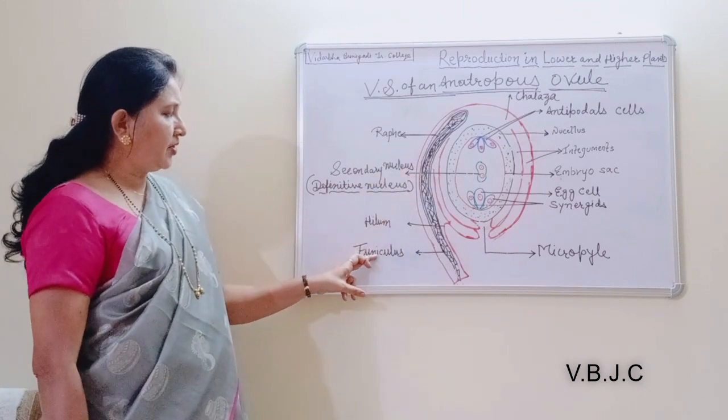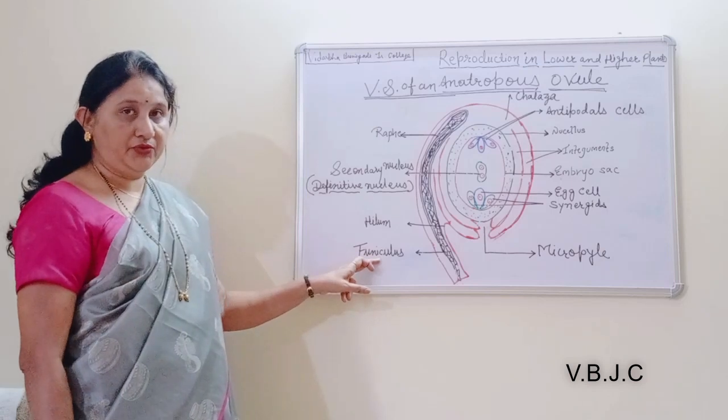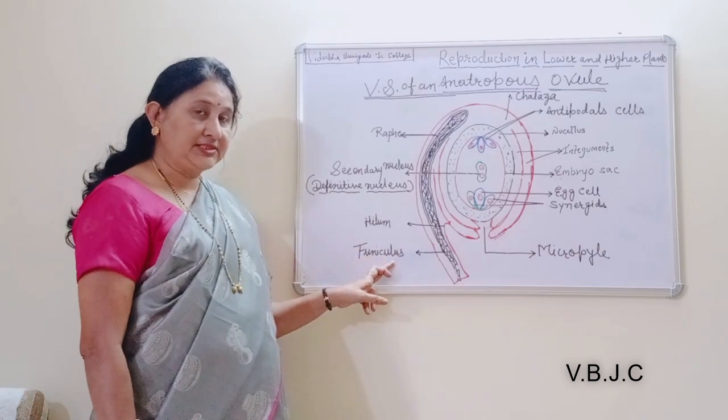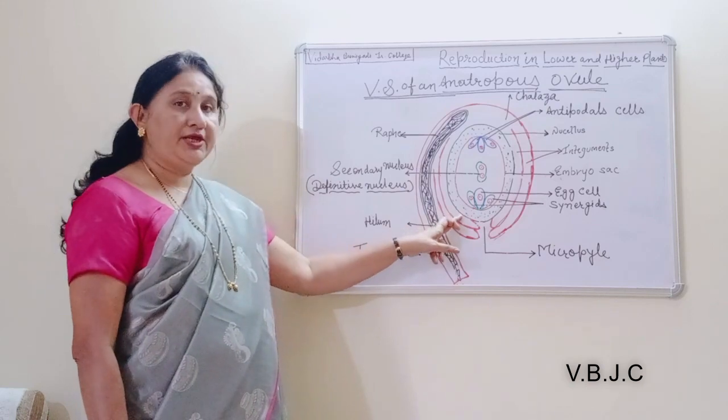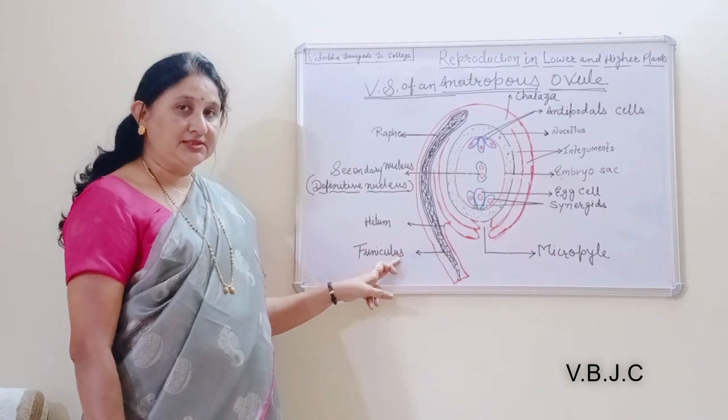Now about the function of each and every part of this anatropous ovule. First, the funiculus. You know that it is the stalk of the ovule, which provides nutrition from the placenta to the body of the ovule. This is the main function of the funiculus.